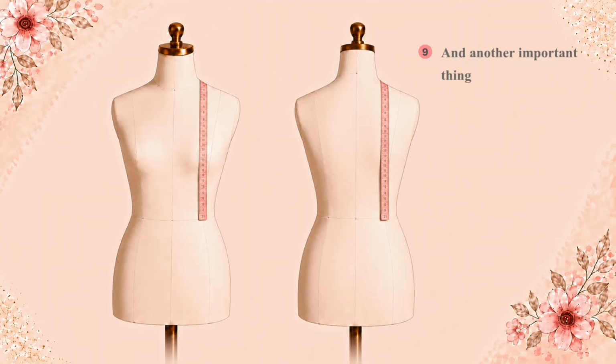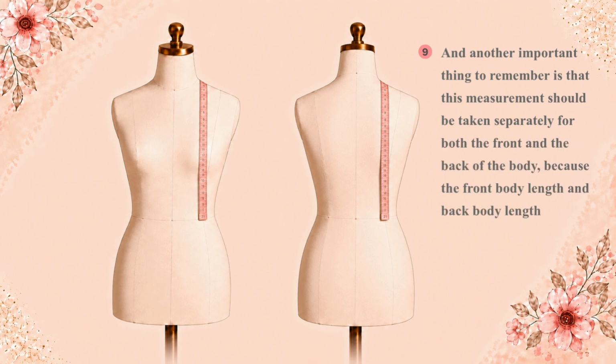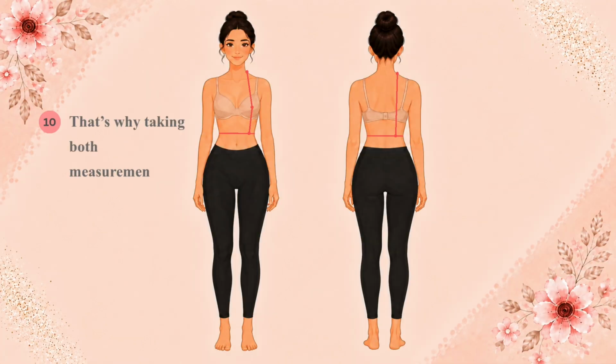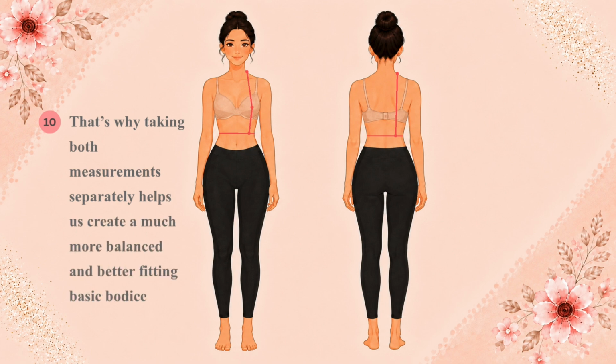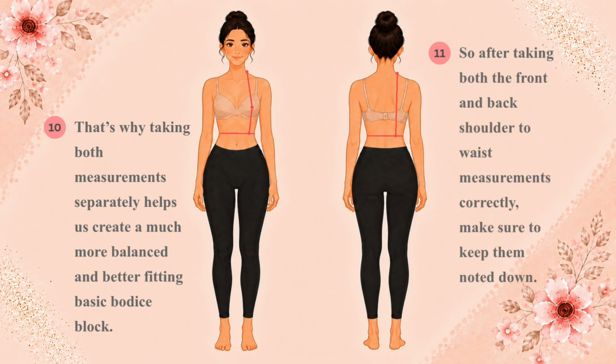And another important thing to remember is that this measurement should be taken separately for both the front and the back of the body, because the front body length and back body length are not always exactly the same for every person. That's why taking both measurements separately helps us create a much more balanced and better fitting basic bodice block. So after taking both the front and back shoulder to waist measurements correctly, make sure to keep them noted down.